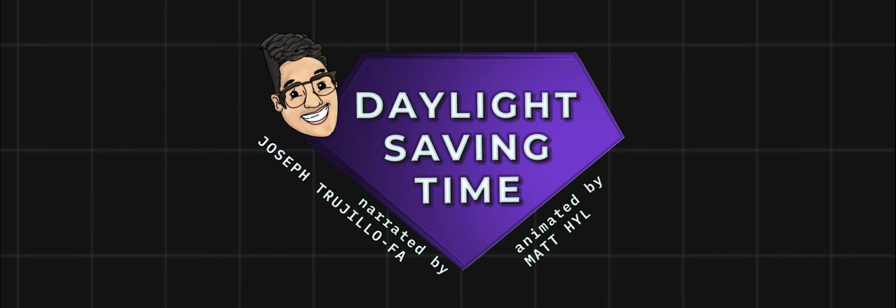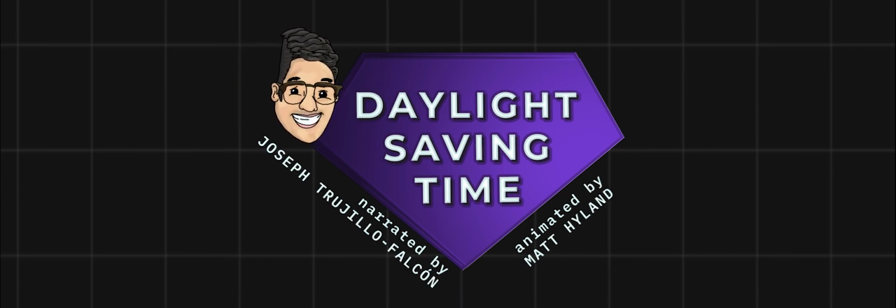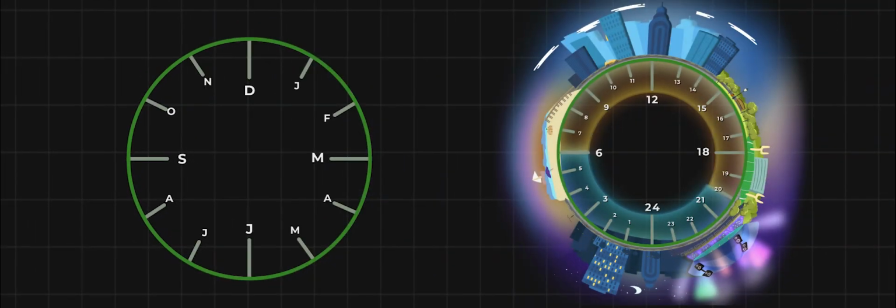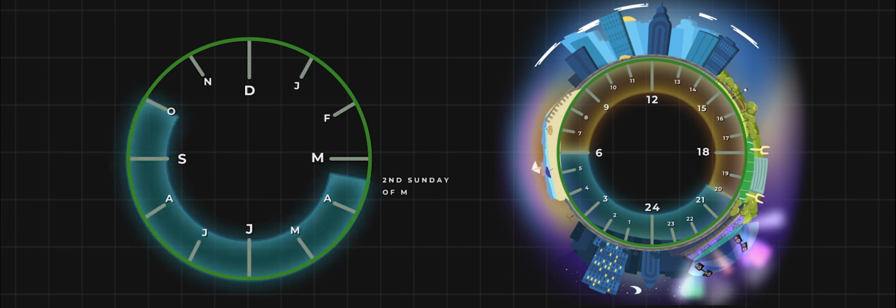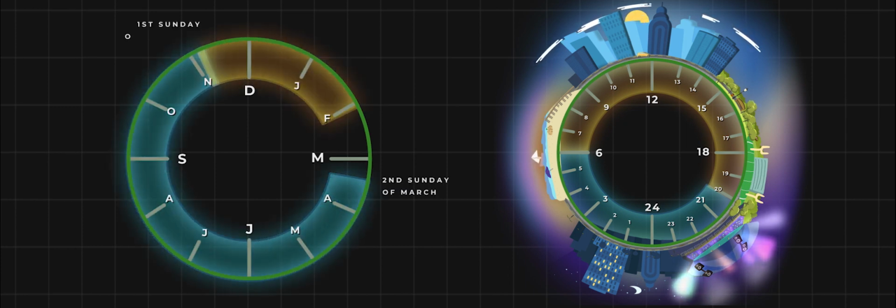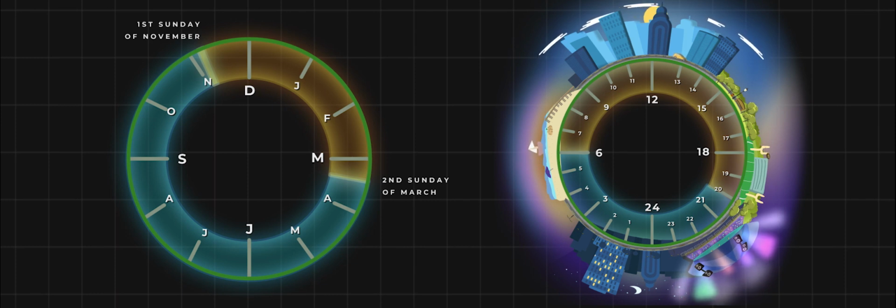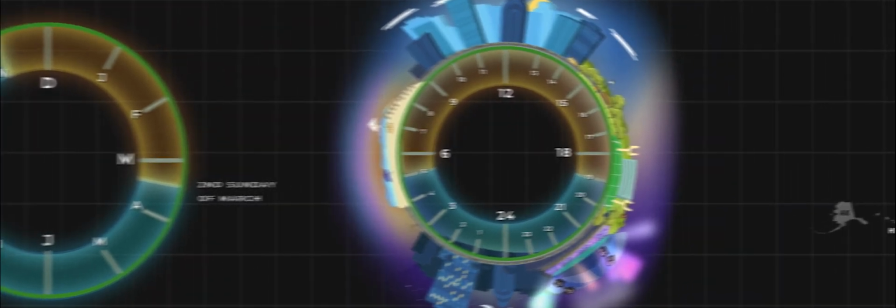Daylight saving time. What is it and when is it? In the United States, daylight saving time occurs on the second Sunday of March and the first Sunday of November. In March, the clock moves forward 1 hour. And in November, the clock moves back 1 hour, gaining an extra hour of sleep.